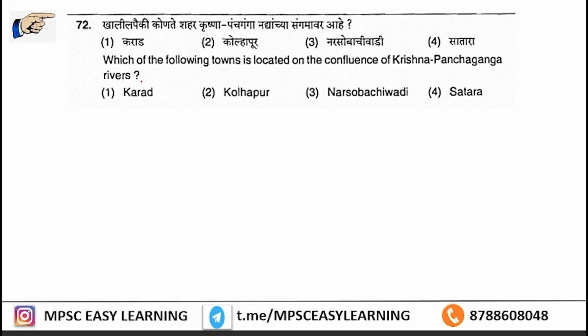Next question, which of the following towns is located on the confluence of Krishna Panchaganga river? Karad, Kolhapur, Narsobachiwadi, Satara. Here your answer is Narsobachiwadi is the town located on the confluence of Krishna Panchaganga. What does confluence mean? जहाँ ये दोनों river मिलते हैं, ठीक है? So this town is located.